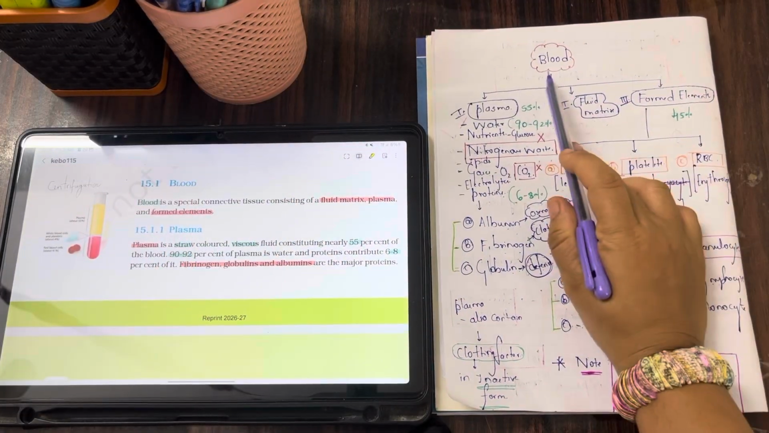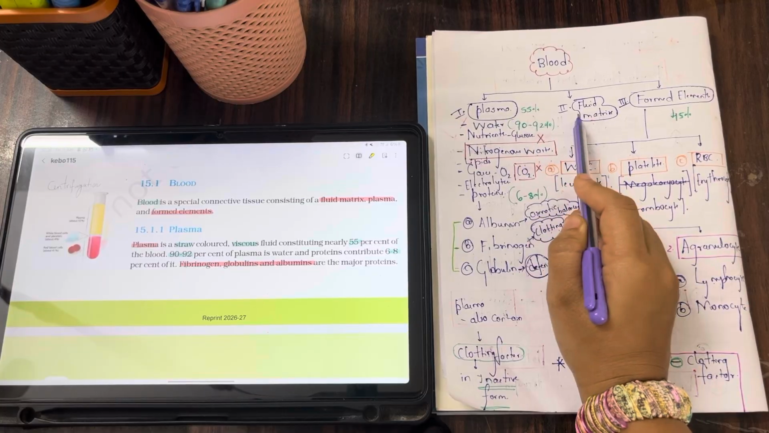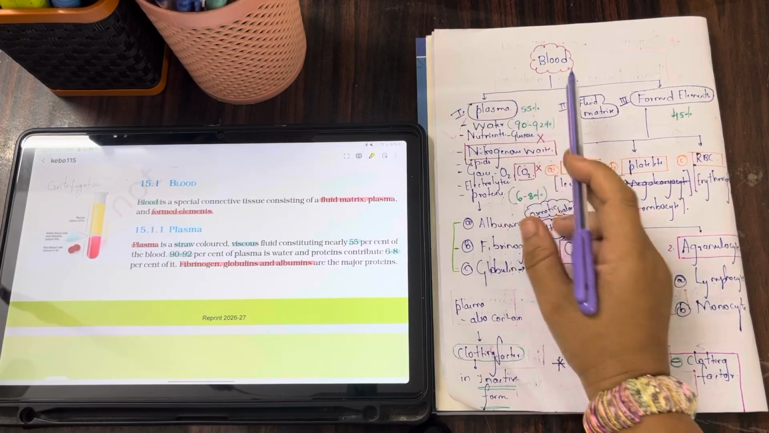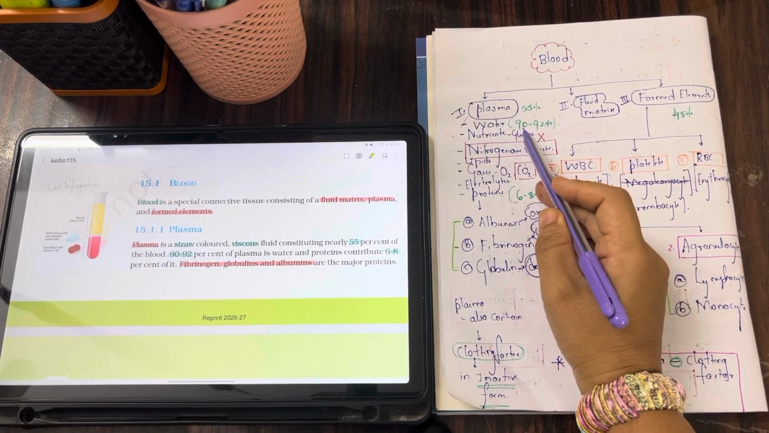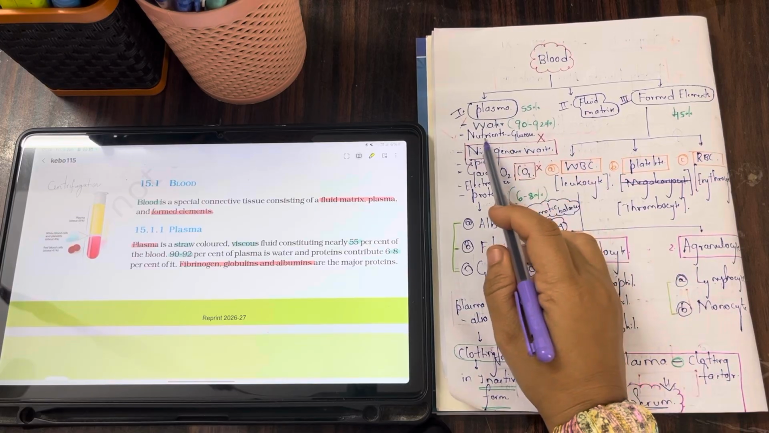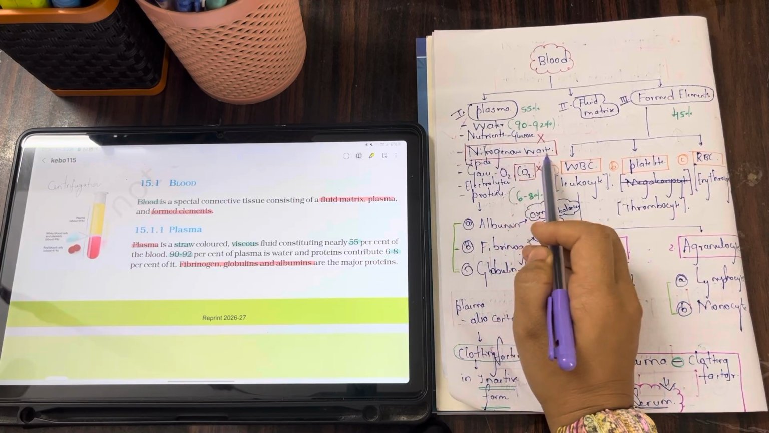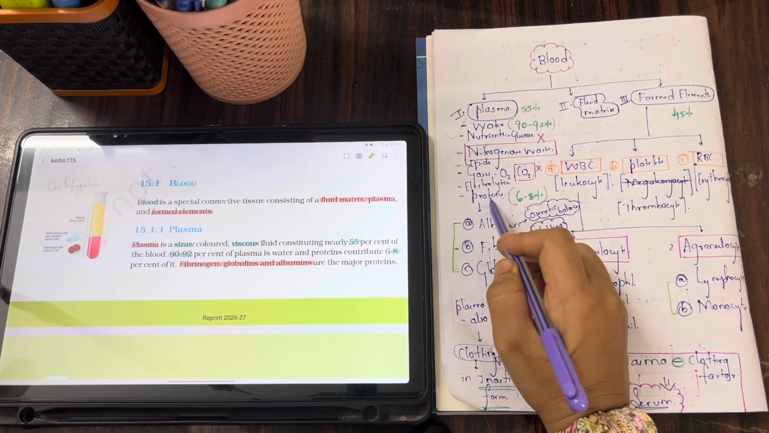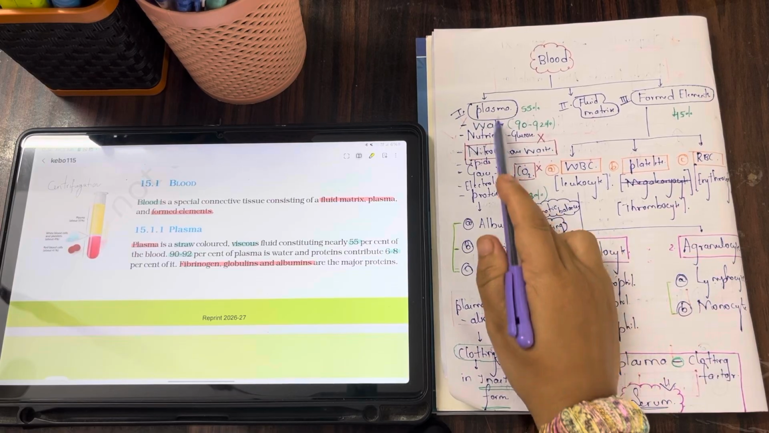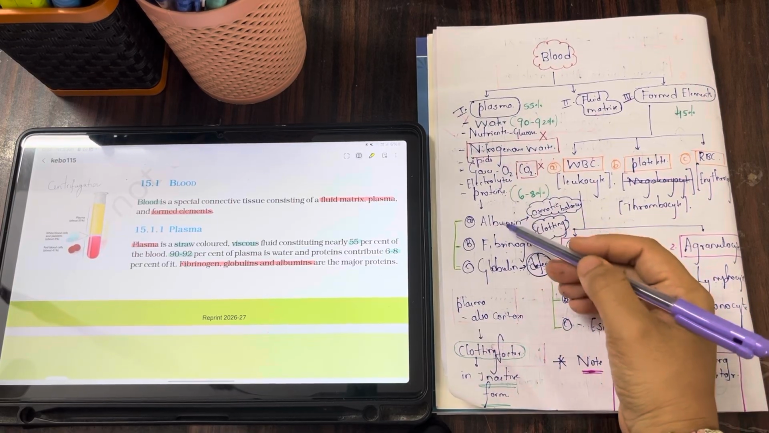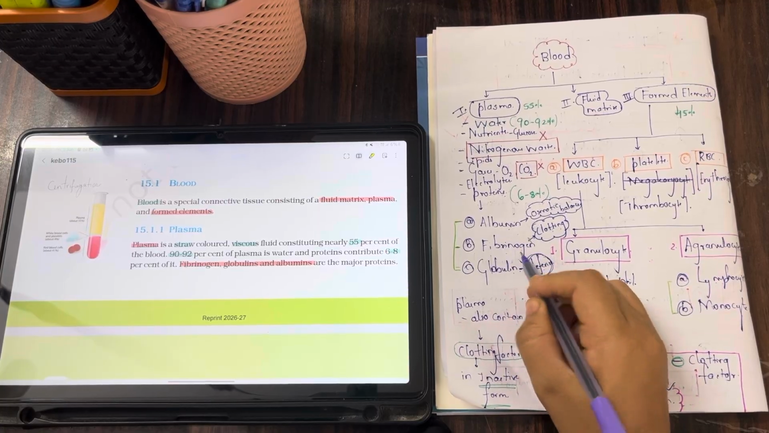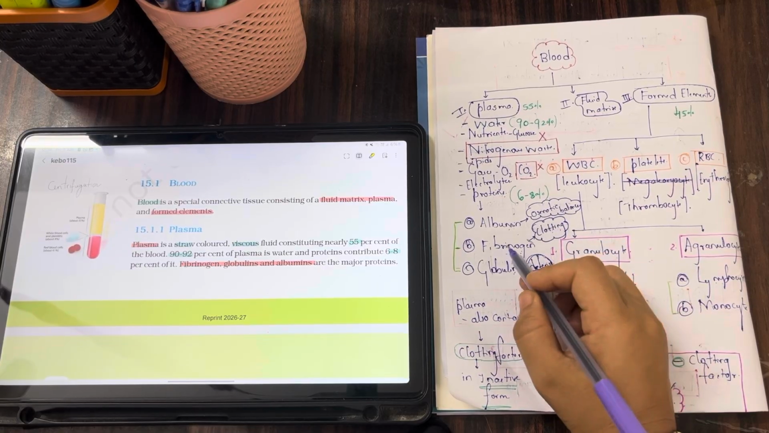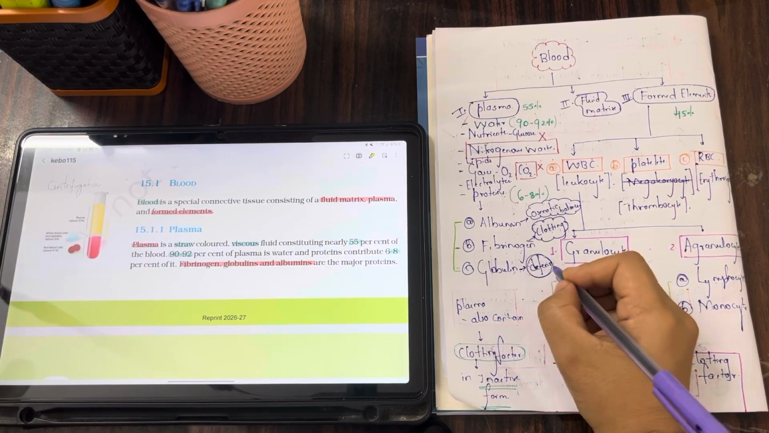Next we are going to learn about blood. Blood mainly contains plasma, the fluid matrix, and formed elements. Plasma constitutes 55% of the blood. It mainly contains water, 90 to 92%, and nutrients like glucose, nitrogenous waste, lipids, gases like oxygen and carbon dioxide, electrolytes, and protein. Protein constitutes 6 to 8% of the plasma, and the proteins present in plasma are mainly albumin, fibrinogen, and globulin. Albumin is important for osmotic balance, fibrinogen for clotting, and globulin for defense mechanism.